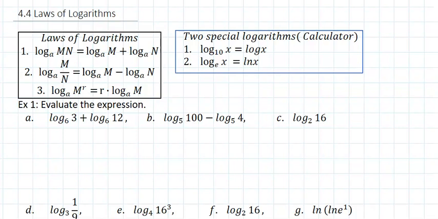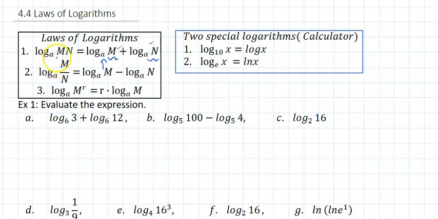4.4 talks about laws of logarithms. So we have 3 laws of logarithms, assuming, of course, that m and n are in the domain of logs. And every time I write a log, the assumption is that a satisfies the definition, a is bigger than 0 and not equal to 1. And in this case, we're assuming m and n are always bigger than 0.